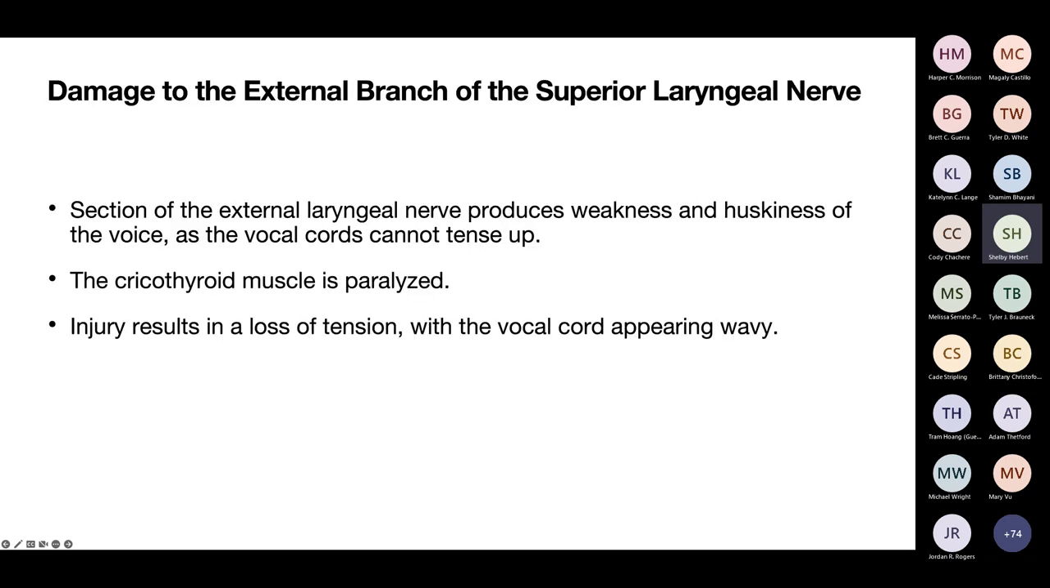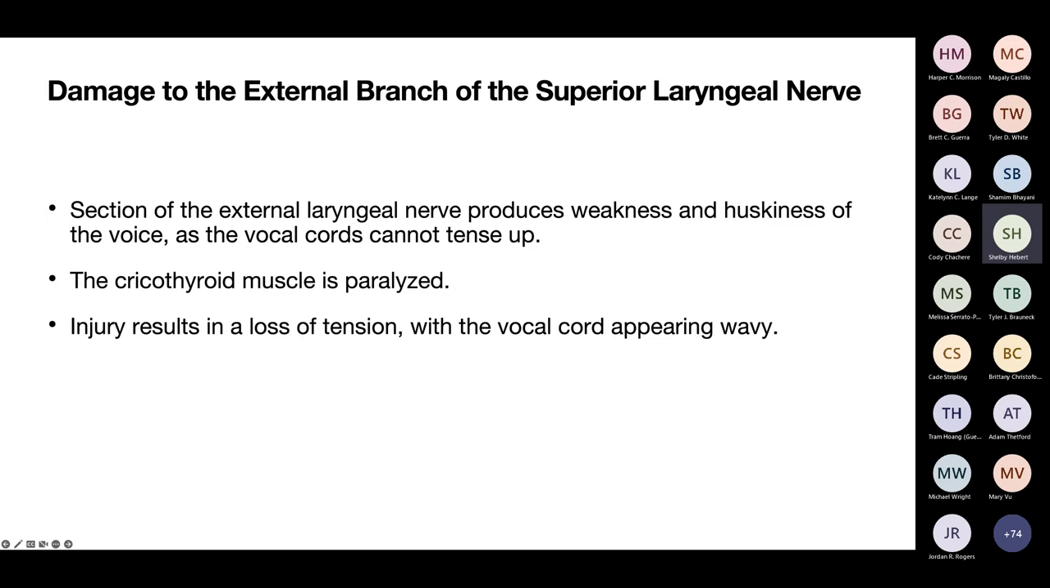So we're going to talk a little bit about the nerves. Usually it's going to be due to the external branch of the superior laryngeal nerve. And what's going to happen is they're going to be a little bit weak, a little husky as they talk. Think about somebody in the morning that's got allergy problems or is a long-term smoker. They get up in the morning and have to cough their lungs up before they can talk clearly. You may notice that same sort of thing, that they're just kind of coarse as they're talking. So what's happening is the cricothyroid muscle is paralyzed because of the nerve injury.